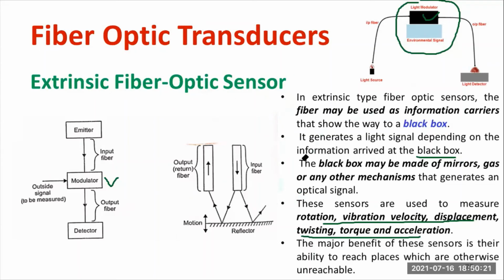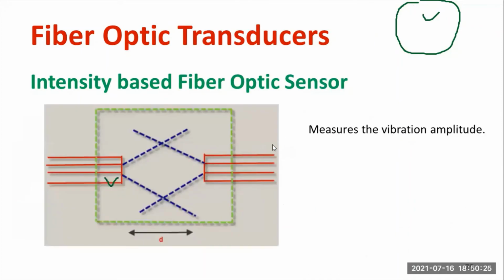I hope you have understood the difference between the intrinsic type and the extrinsic type fiber optic sensor. If I talk about the intensity based fiber optic sensor, it is mainly used for vibration measurement. There will be a source, and from the source the data will be transmitted. In between, if any vibration happens, there will definitely be changes in the light signal. That will be reflected at the detector.